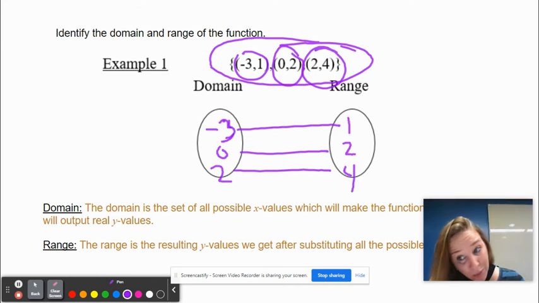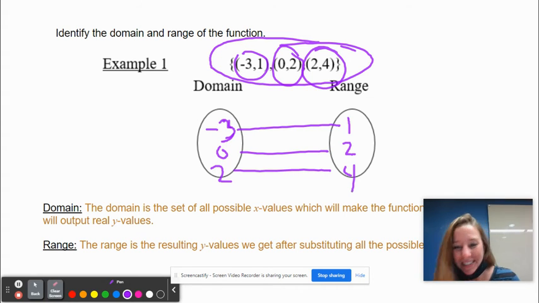So really the easy way to think about it: did x repeat? Do we have two 2s? No. Do we have two zeros? No. Do we have two negative 3s? No. So clearly this is in fact a function.